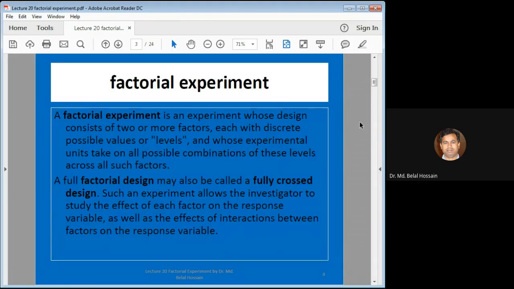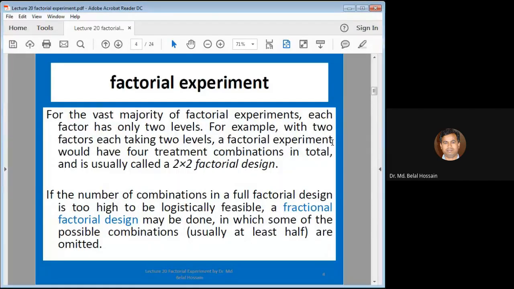You will have some factor, you will have some levels, and for a full factorial design, you will have to have all the level combinations with values. For the vast majority of factorial experiment, each factor has only two levels. For example, with two factors taking two levels, a factorial experiment would have four treatment combinations in total, and usually call a 2 by 2 factorial design.